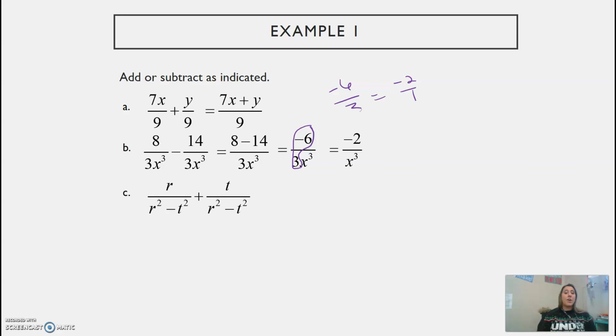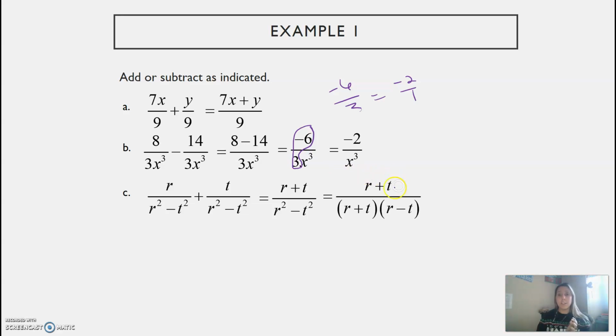All right, now we have r over r squared minus t squared, and again, we still have that common denominator of t over r squared minus t squared, so we end up with r plus t over r squared minus t squared. Now, can I factor this denominator? I have to ask myself, can I factor it? When in doubt, factor it out. So we are going to factor that. R squared minus t squared is a difference of squares, so we are going to get r plus t and r minus t. Okay, now we have that big 1.